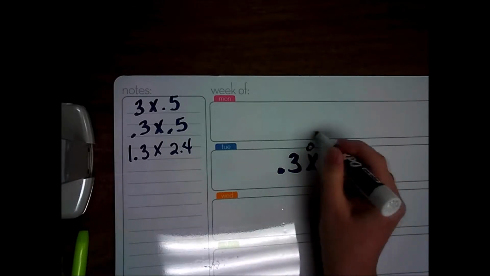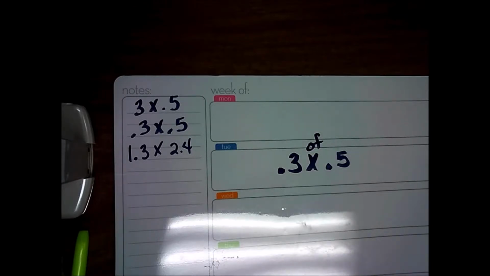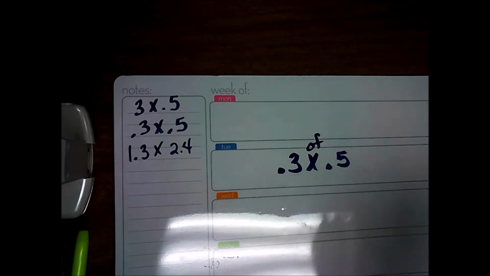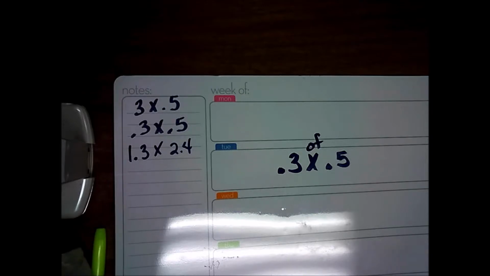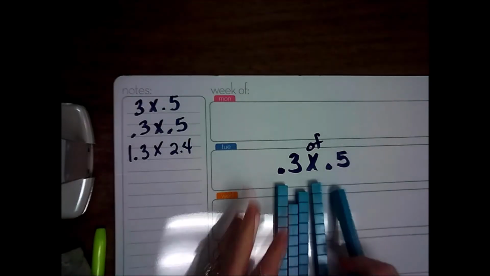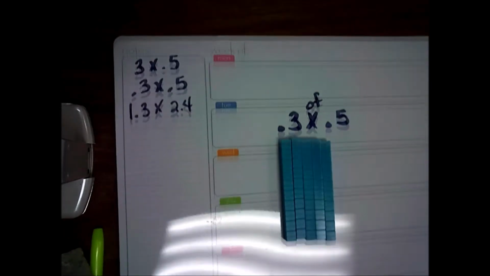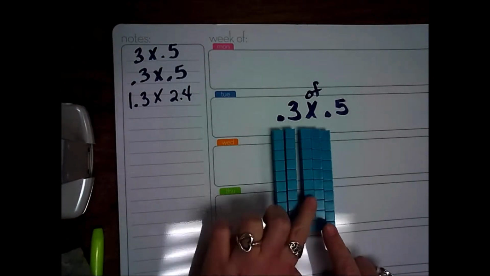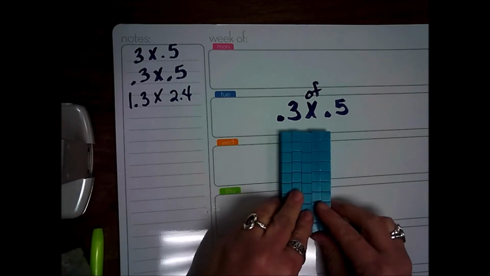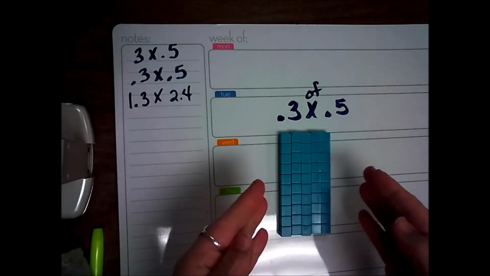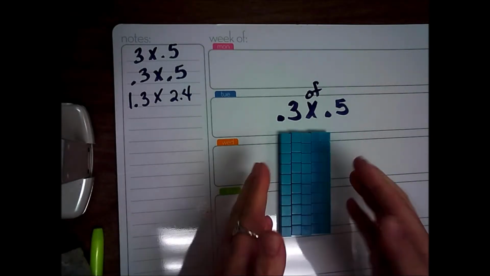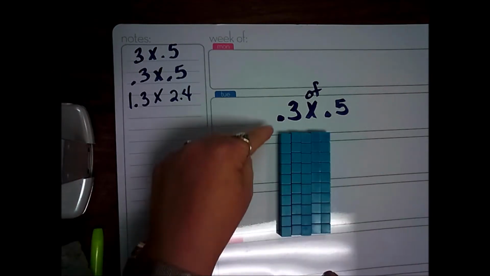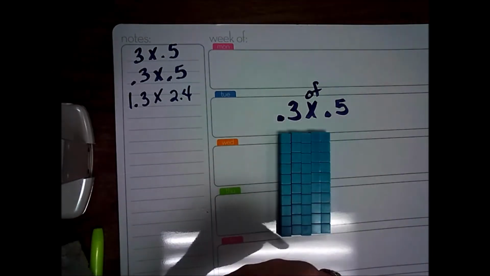We use that word of in there. 3/10 of 5/10. So if these are representing my 5/10, okay, 1/10, 2/10, 3/10, 4/10, 5/10, but I don't want all of this. I don't want 3 groups of this. I don't even want 1 group of this. I only want 3/10 of this group.